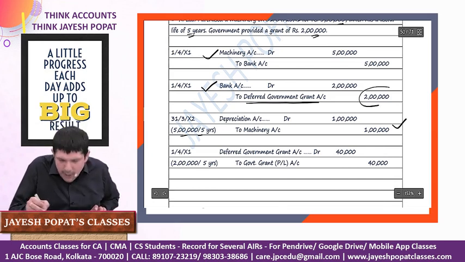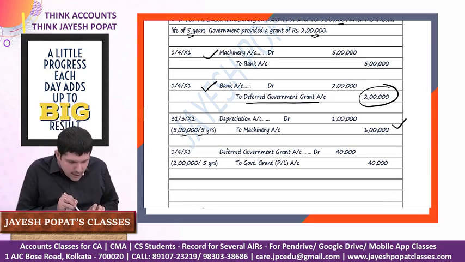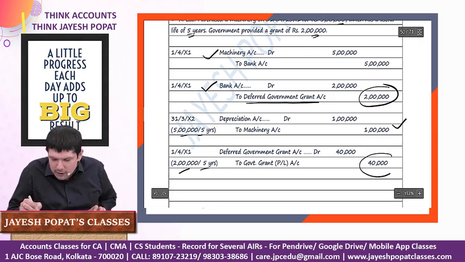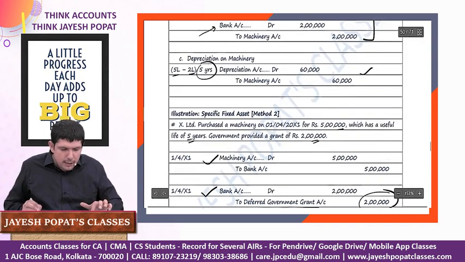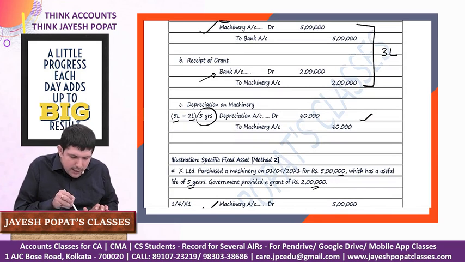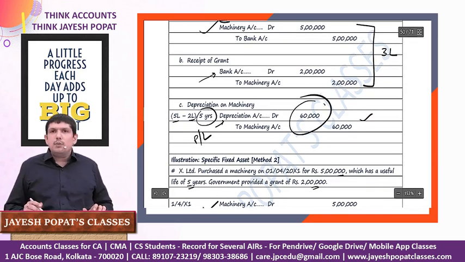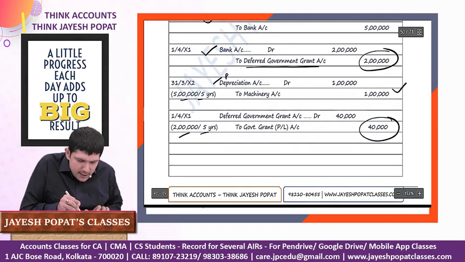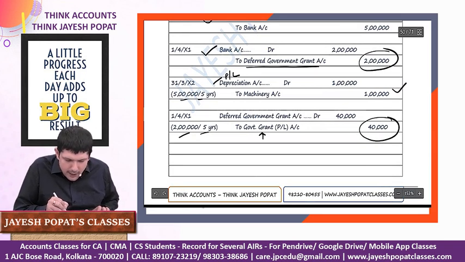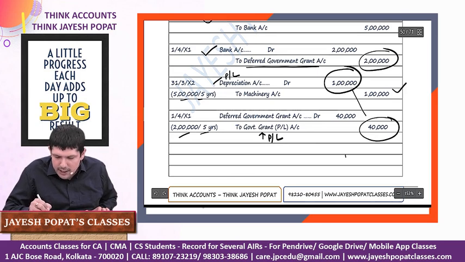Now this 2 lakh has to be credited to the statement of P&L over the useful life of the asset. So 2 lakh divided by 5, 40,000 will be credited to the P&L over a period of 5 years. Now see the net P&L charge. In the first method, the depreciation will be the P&L charge. The net P&L charge under the first method was rupees 60,000. In the second case also, the depreciation is the P&L debit, whereas government grant is P&L credit. Debit 1 lakh and credit 40,000. Net P&L hit is 60,000 in this case as well.